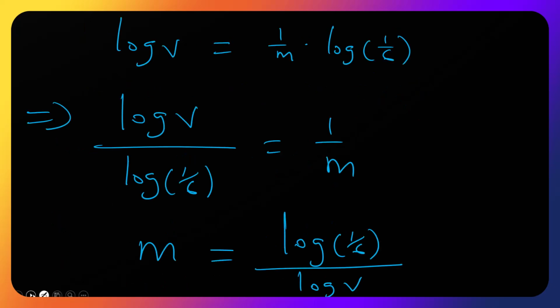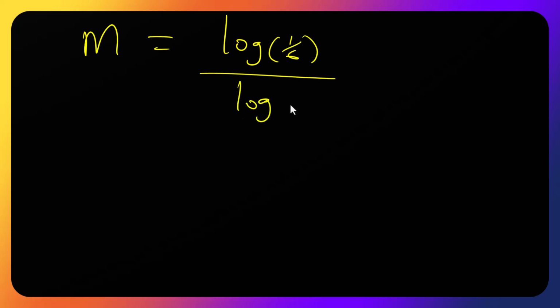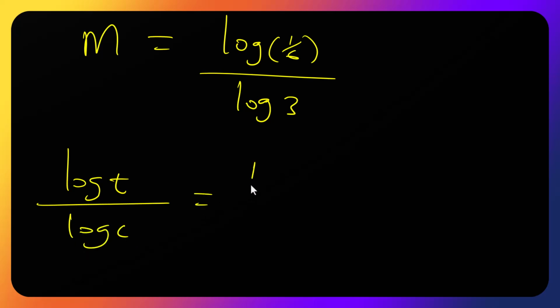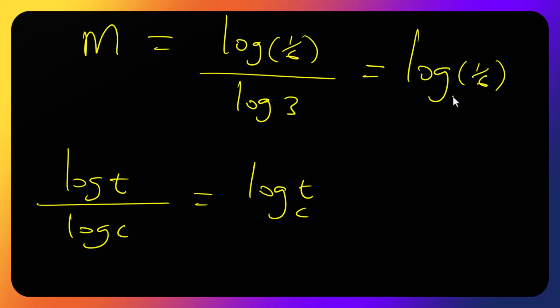So I will just do substitution here. So my m will be log 6 over log 3. Now when we have log t on log c, it is the same as log t to base c. So this side will be log 6 base 3. That's the answer. All right.